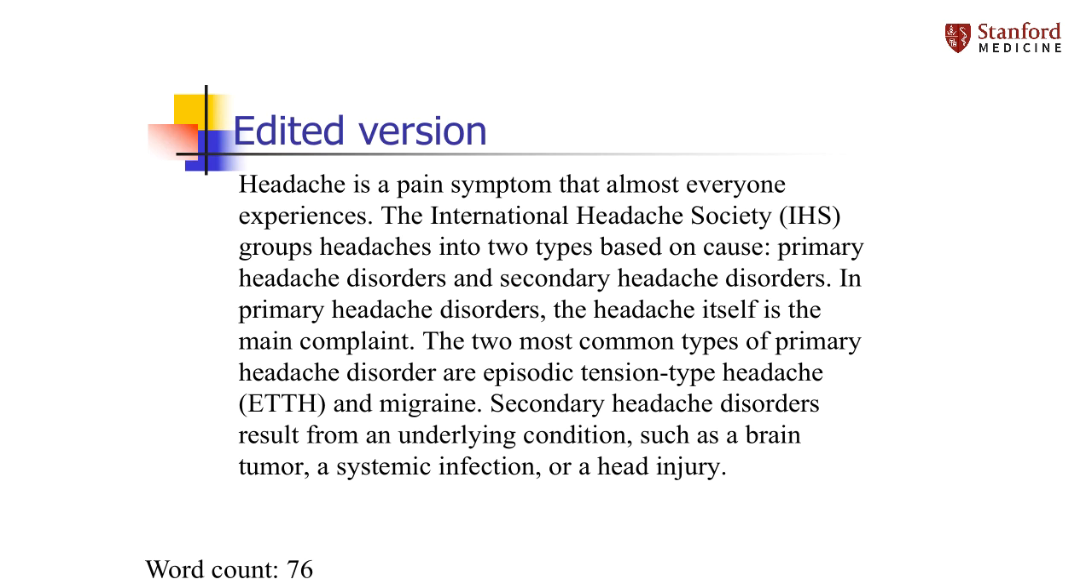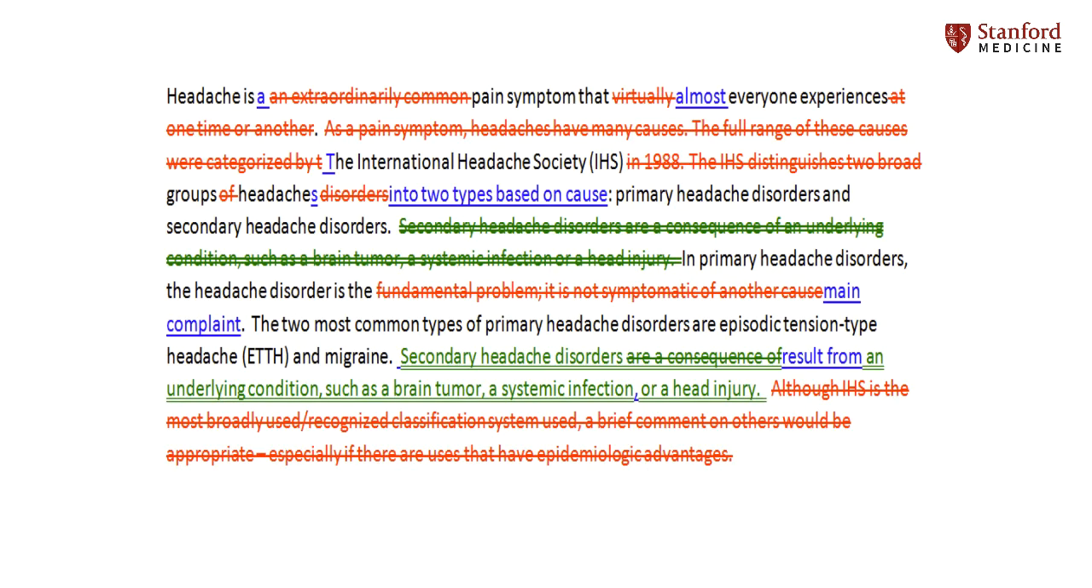In primary headache disorders, the headache itself is the main complaint. The two most common types are episodic tension type and migraine. Secondary headache disorders result from an underlying condition, such as a brain tumor, a systemic infection, or a head injury. And again, if you want to look carefully at the edits I've made, I'm showing you my track changes here so you can study the edits I've made. It's a good way to learn editing yourself.